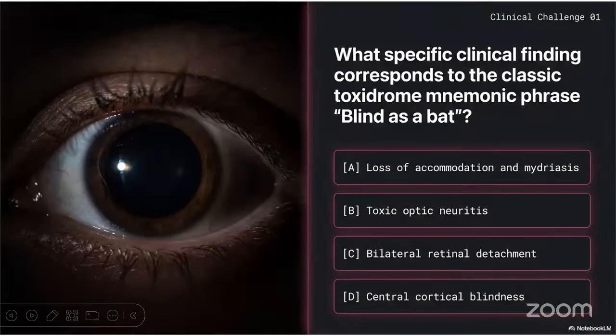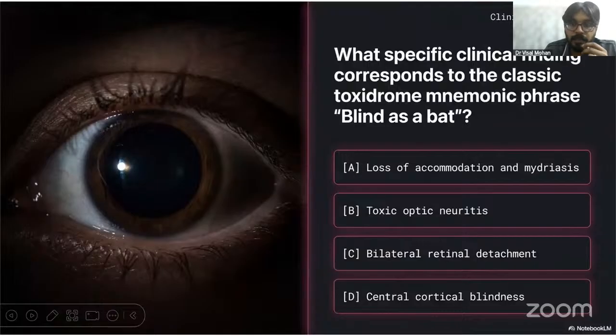Is my slide visible? Okay. No. Okay. So this is the first question that we actually looked into in the beginning of the class.